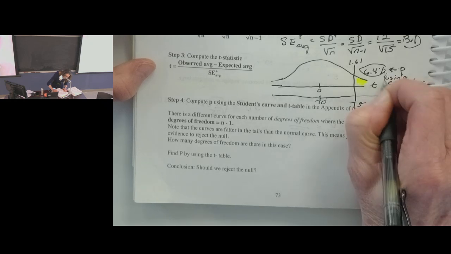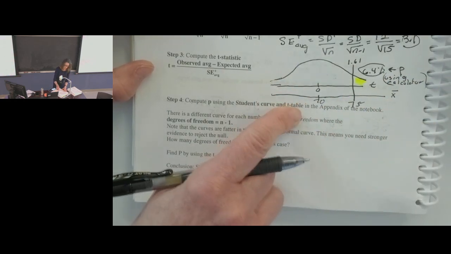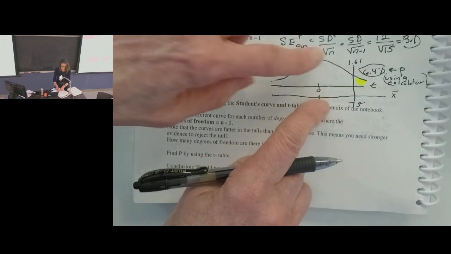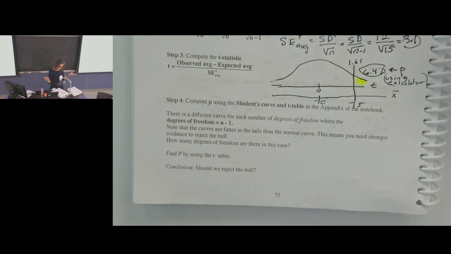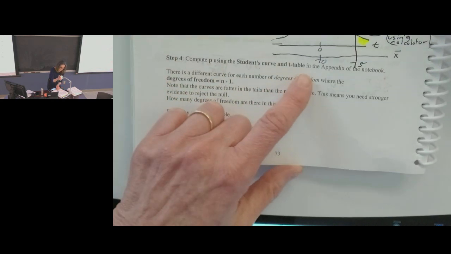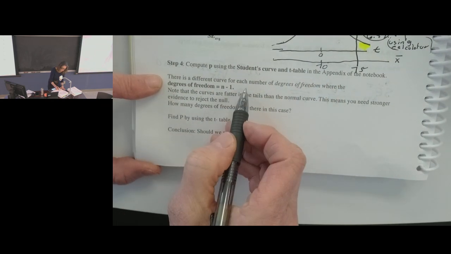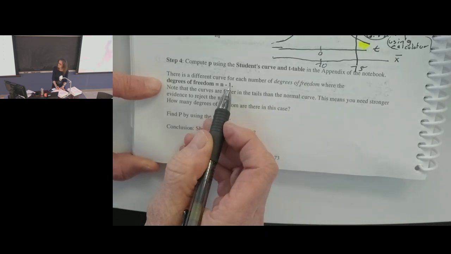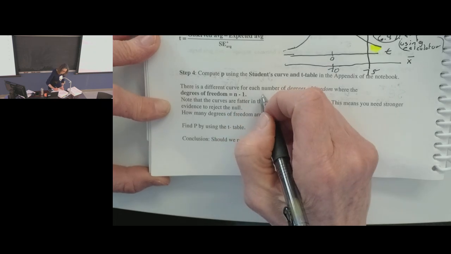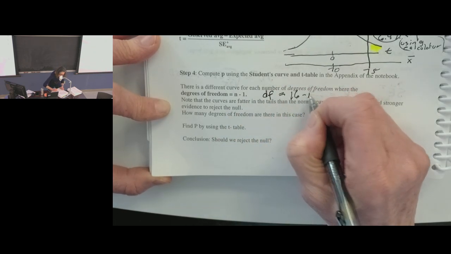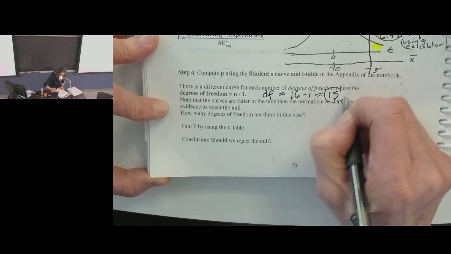But what if we had to do it using the table? Let's try it using the table. Okay, so what would we do? We'd look at, first of all, degrees of freedom. Where did we put that down? We have to say the degrees of freedom, compute p using the Student's t. There's a different curve for each number of degrees of freedom, where the degrees of freedom are n minus 1. So our degrees of freedom is equal to 16 minus 1, which is 15.